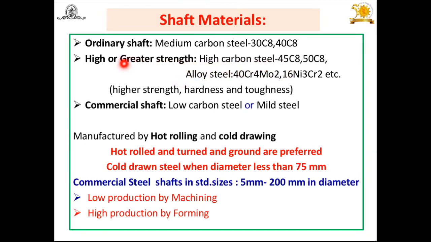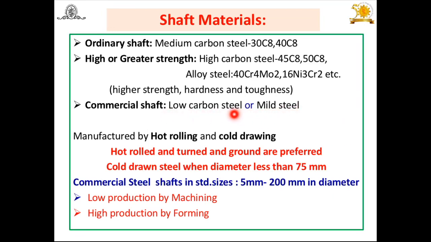Then again, when higher strength, hardness and toughness are required in some applications, alloy steel is also preferred, that is 40Cr4Mo2, 16Ni3Cr2. All these are alloy steels. Alloy steel has another advantage, that is corrosion resisting properties. Sometimes, even though the cost of alloy steel is more than the high carbon steel or the medium carbon steel, alloy steel shafts are prepared in some applications. Then commercial shafts are made of low carbon steel or mild steels also.